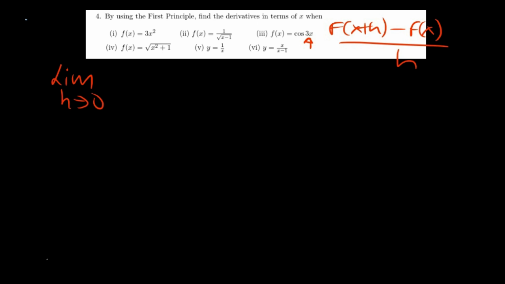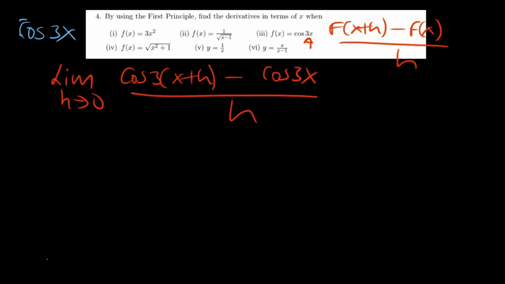Since we're dealing with cosine 3x, where there is x, we're going to put x plus h. Okay, that's the step we're going to make there. So we're going to have cosine and then 3, where there is x, we're putting x plus h, minus f of x, which is of course the function itself, cosine 3x, and then divided by h. This is all we are supposed to do.